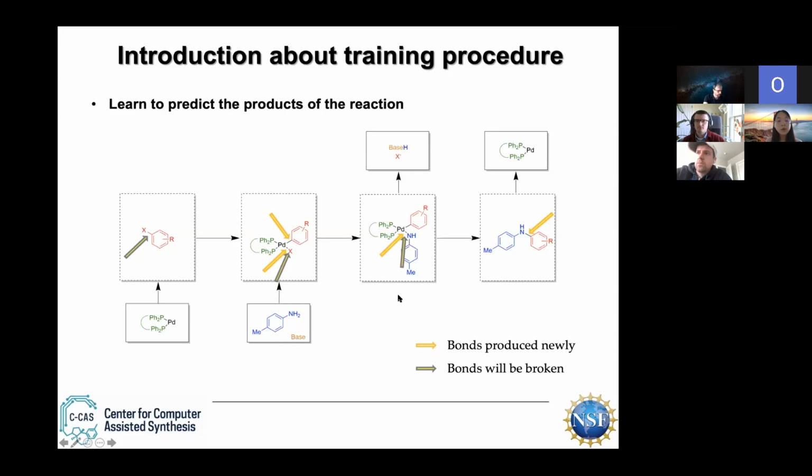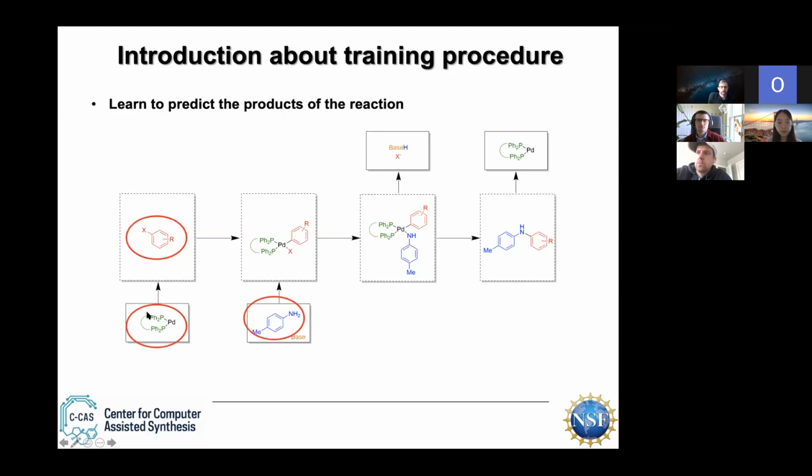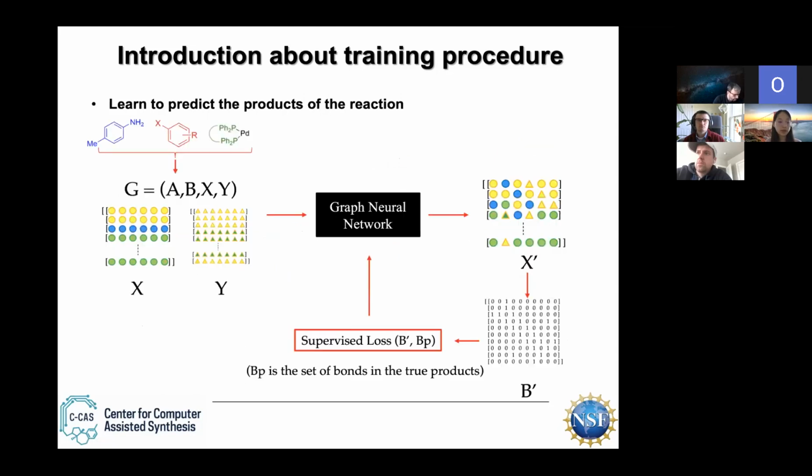So if we want to predict the products of the reaction, we only need to predict the bonds among the atoms from these three input molecules. After we know this, we can define how to learn to predict the products of the reaction.